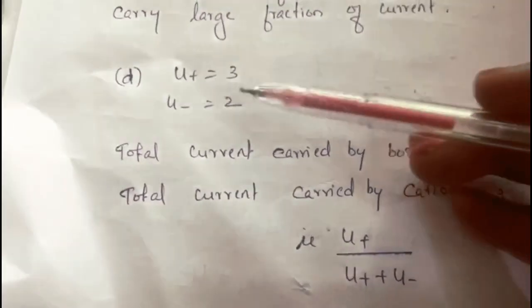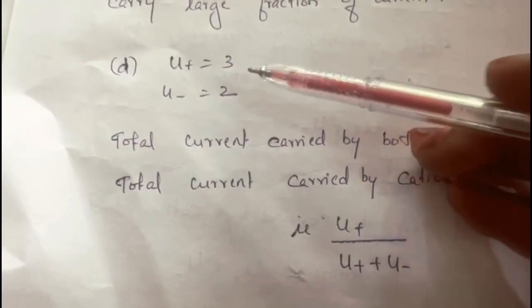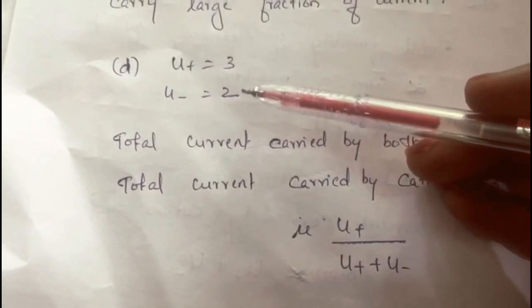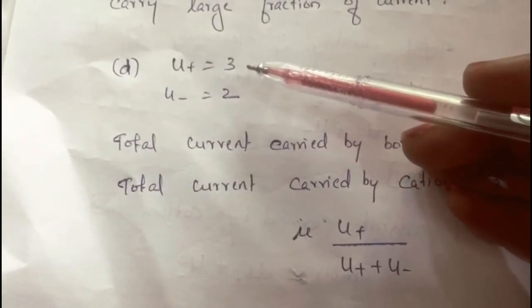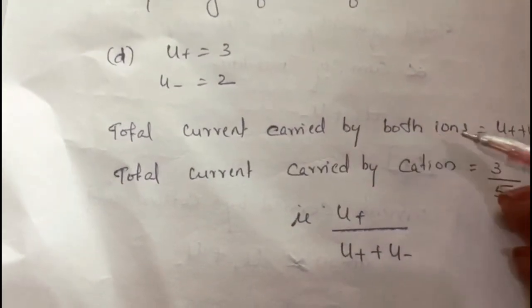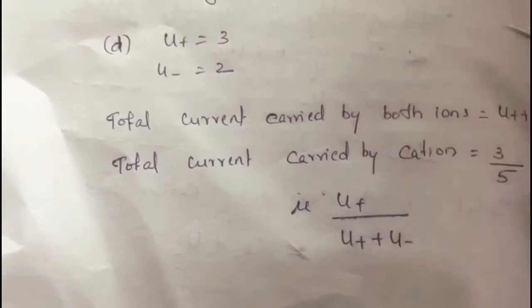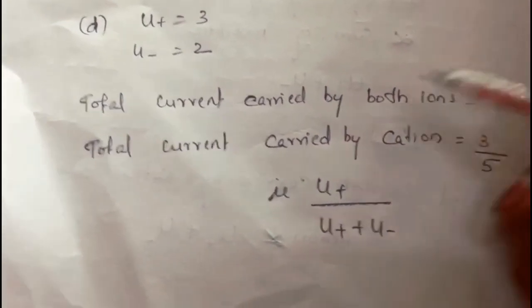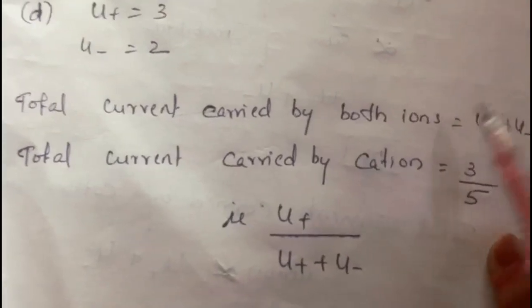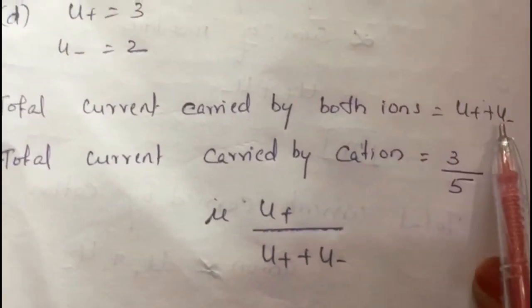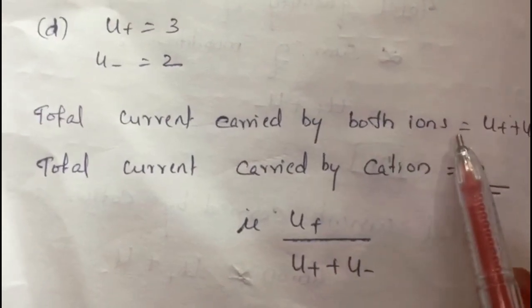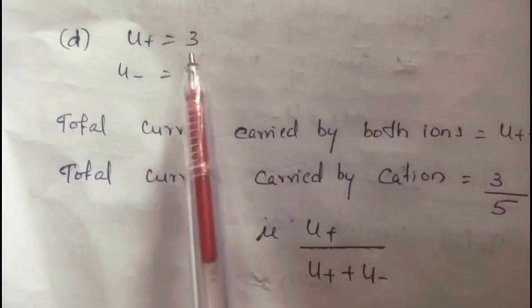So here is our third condition. I will give one example. U plus equal to 3, U minus equal to 2, because we already said 3 cations are moving, 2 anions are moving. So the total quantity of electricity produced by both ions is 3 plus 2 equal to 5. The total current carried by both ions is U plus plus U minus. Now we want to know the total current carried by only the cation.